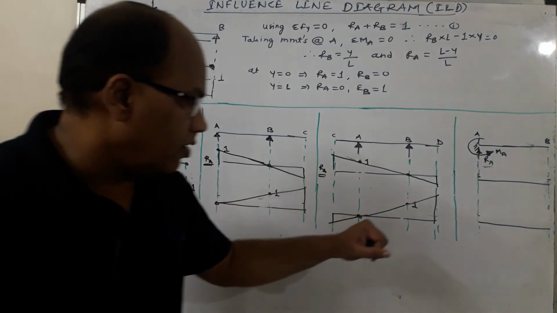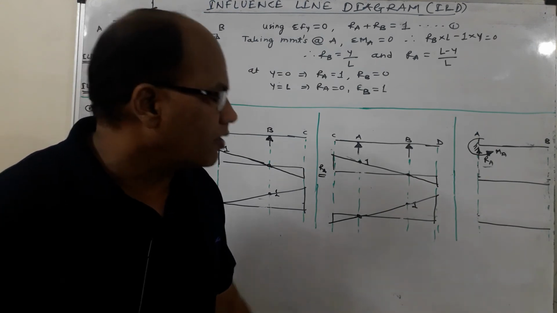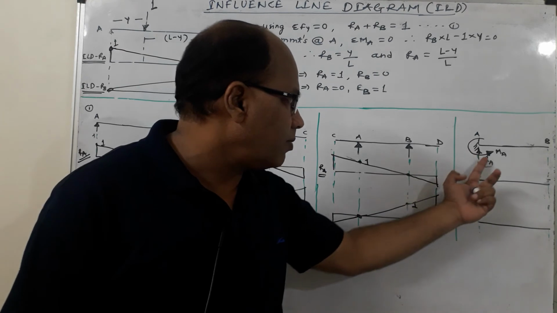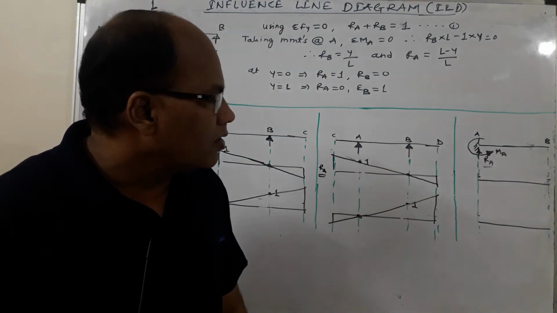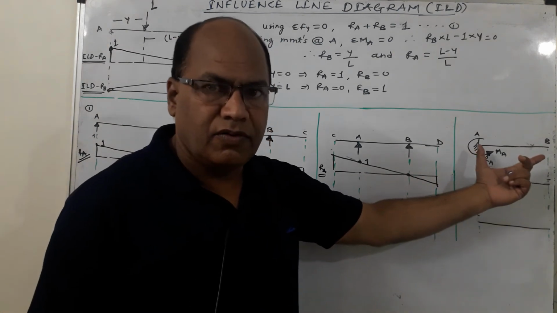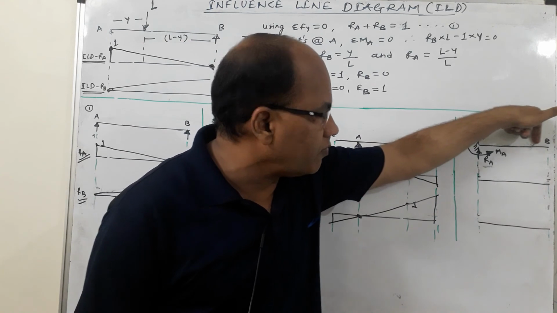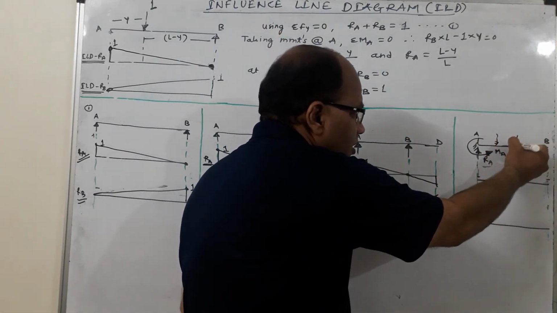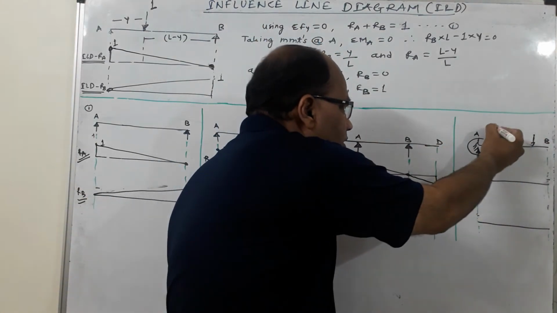Now the last beam is the cantilever beam, and here I want to draw the ILD for Ra first and then Ma. Ma is the fixed end moment which is at the fixed support A. Now for the cantilever beam, you can see that whatever is the position of this unit load, let it be somewhere over here or anywhere on this span. So this is the unit load.